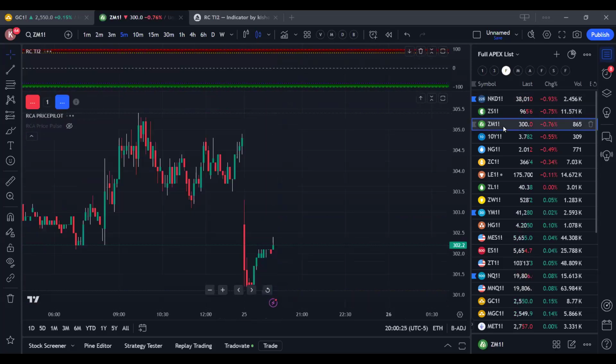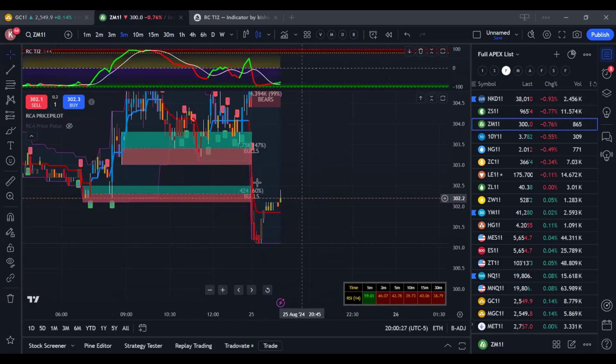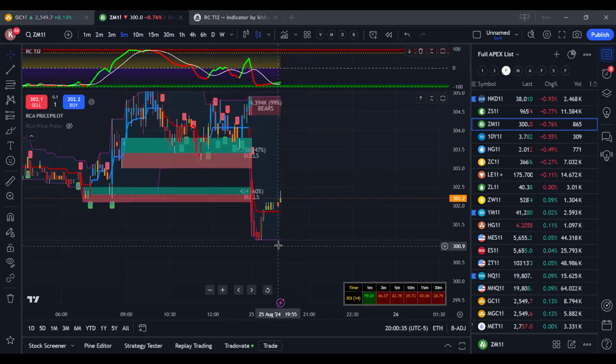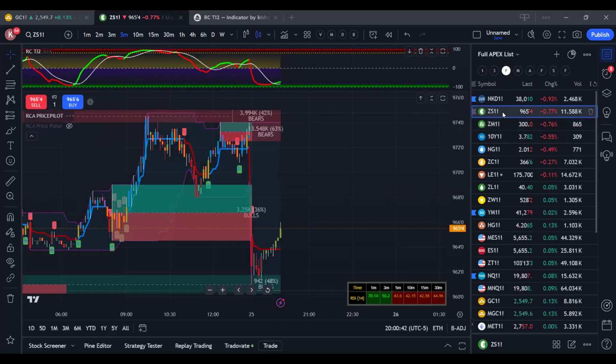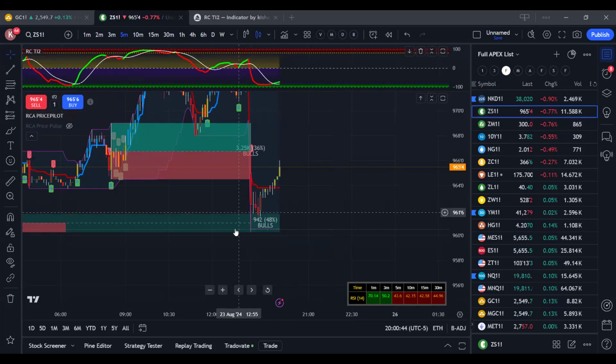Generally, ZS and ZM move in the same direction. Here also you can see it came all the way to the bottom and is now trying to go up, but there is no major buy order block here. So this one is a little risky. This one is looking better because you have some good buy order blocks.